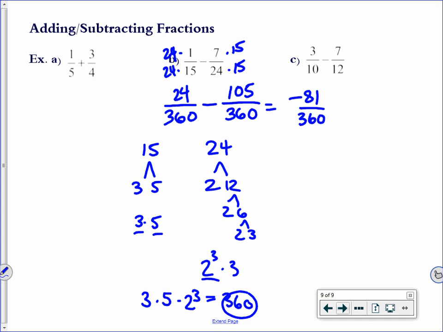And then this can probably be reduced to lowest terms. So here's where you would then want to do a factor tree for 81 and a factor tree for 360 and find their greatest common factor, divide by it, and then reduce this fraction. So in the interest of time, I won't do that. Or you could also probably put that into a calculator, and it might help you reduce that fraction as well. And that is all.